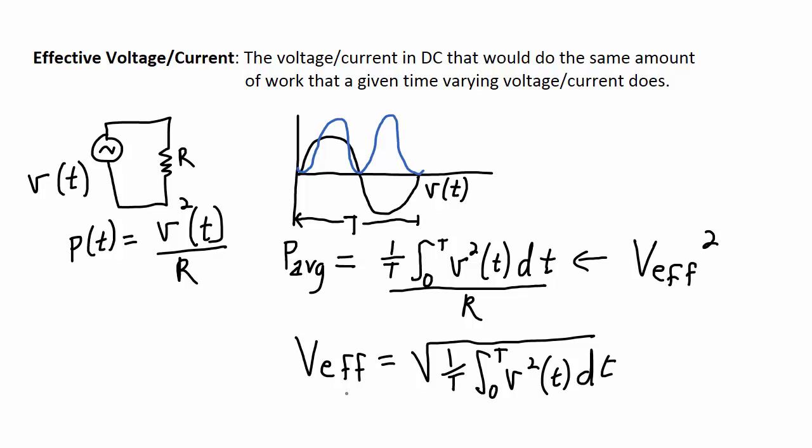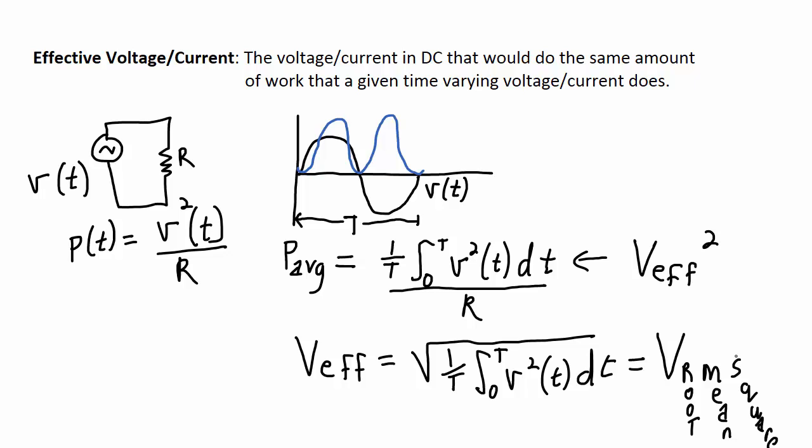This effective voltage is calculated by taking the square root of the mean of the square of the voltage. In other words, it's the root of the mean of the square. So the more common term for this effective voltage is the root mean square voltage, or more commonly RMS voltage, where RMS stands for root mean square.